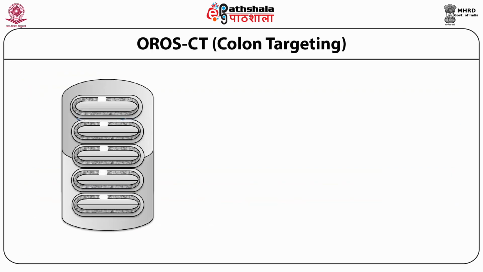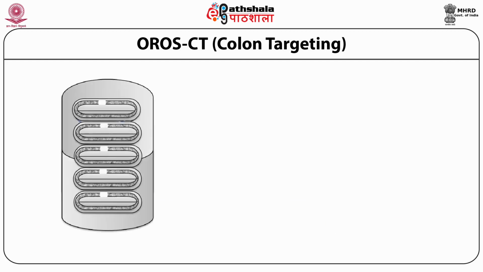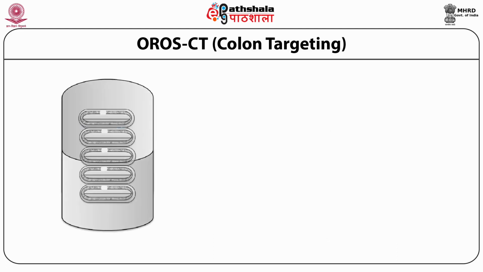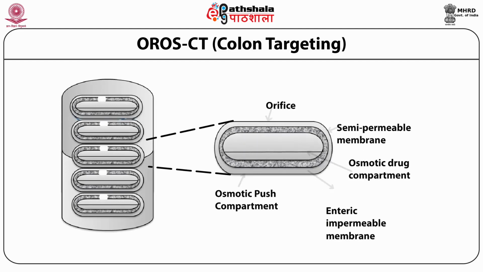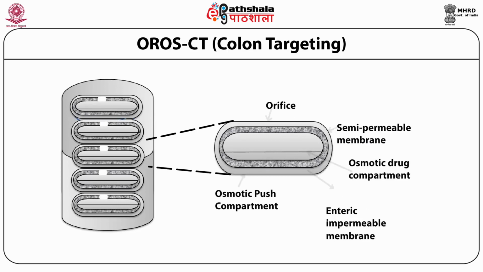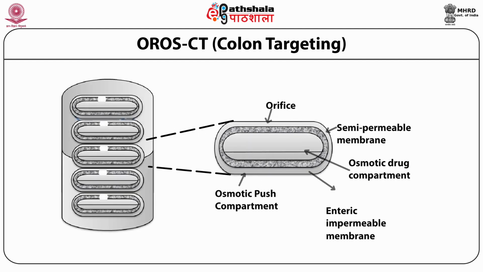So this is a basic diagram of this colon targeting osmotically regulated drug delivery system. You can see it has a layer by layer structure. I am showing you the structure of one unit in magnified form. You can see it has an orifice, and this orifice is created on the top of the semi-permeable membrane. In the core, there is the osmotic drug compartment. The core is separated into two parts: the osmotic drug compartment and the osmotic push compartment. The outermost layer is also an enteric permeability membrane.